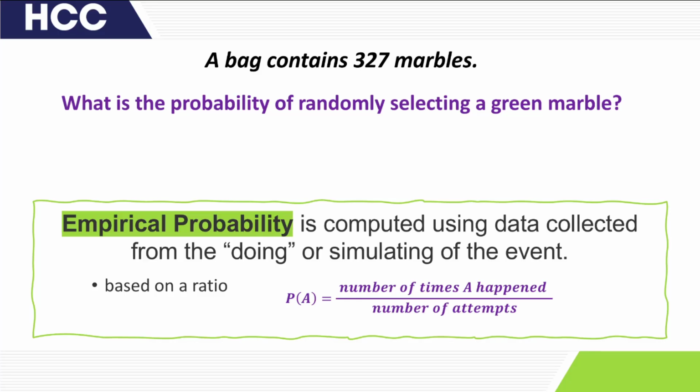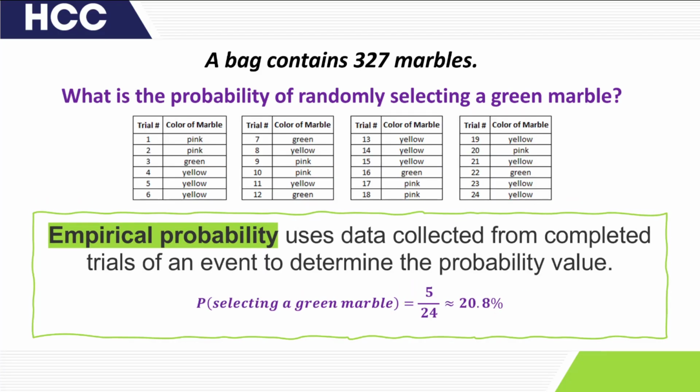So I'm going to put up some fake data here. Suppose that I went and I did this activity 24 times, reaching into the bag, grabbing out a single marble, looking at its color, writing it down, putting it back in the bag, mixing it up, all that. The data's in front of us. How do we compute the empirical probability? I'm going to count how many times I see green. 1, 2, 3, 4, 5.